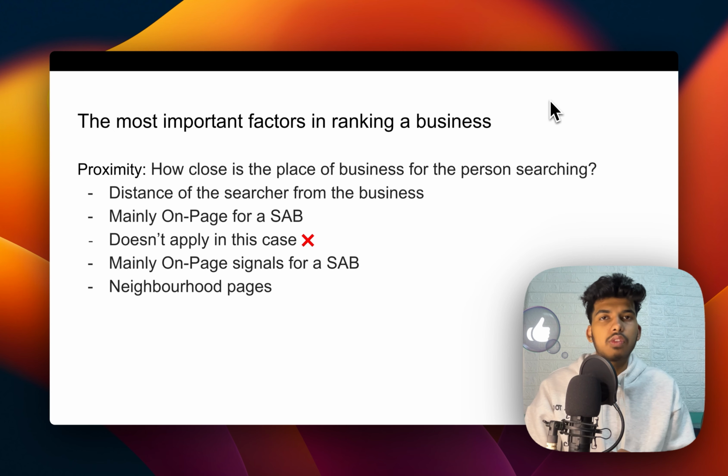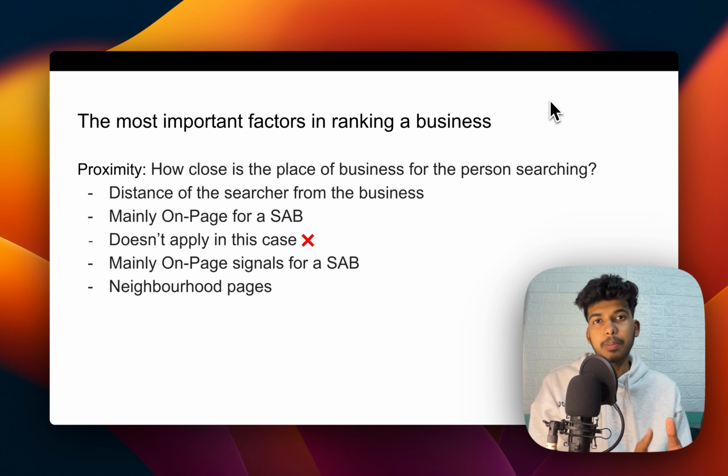First of all, let's get started with proximity. Proximity means how close the place of business is to the people searching. In a nutshell, it's the distance of the searcher from the business. The closer you are to the people searching, the better GMB ranking you will be given.